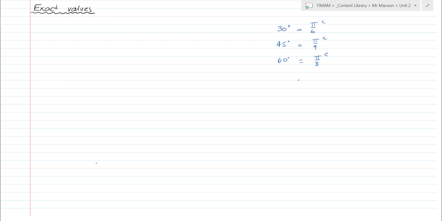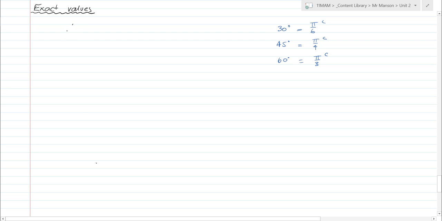If you go on and do some work in specialist maths, you'll also learn how to use these exact values and some other trig identities to determine the exact values of sine, cos and tan of 75 degrees or 15 degrees. So there's extra ones we can do as well. But for now, these are the only ones you need to know from math methods.